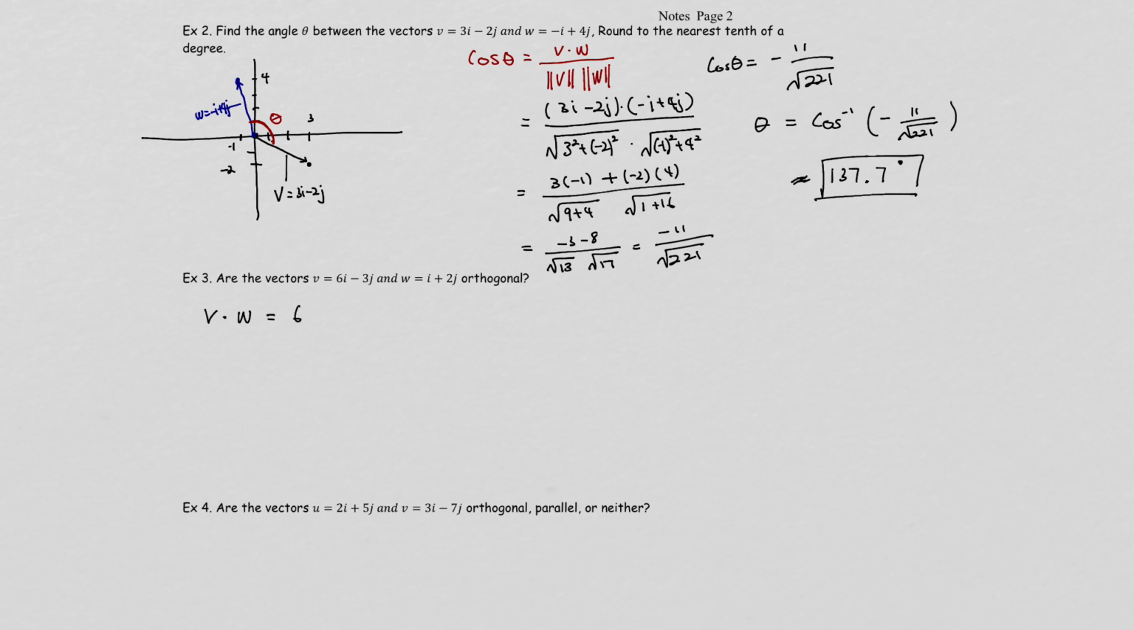So it will be 6 times 1. If you don't have any number in front of the variable, you know that's 1, right? Minus 3 times 2. Well, you're actually doing plus negative 3 times 2, but that will be the same thing. And you will get 6 minus 6, which is 0. So is this orthogonal? Yes, because it's 0.